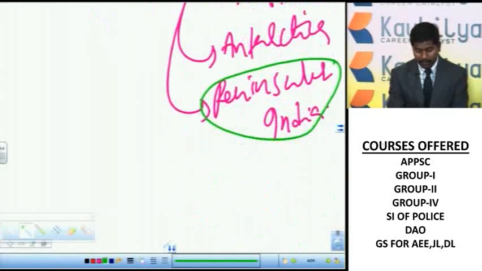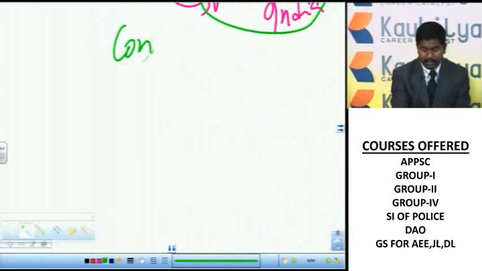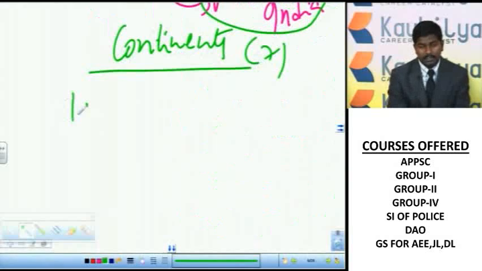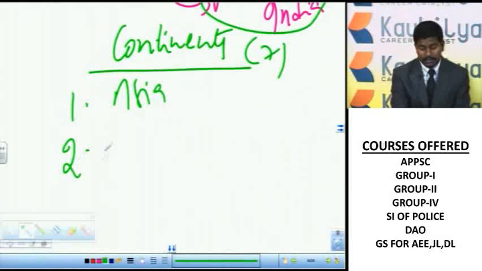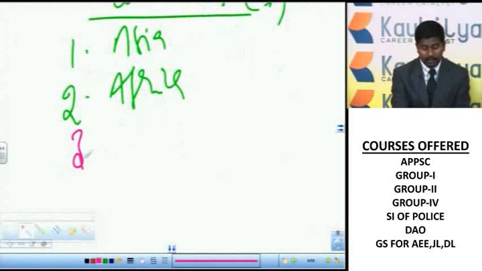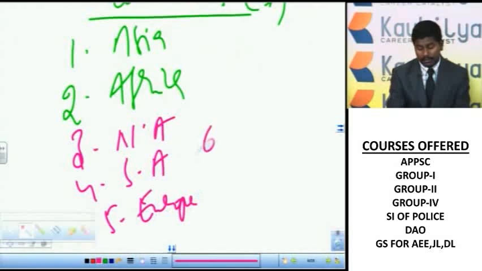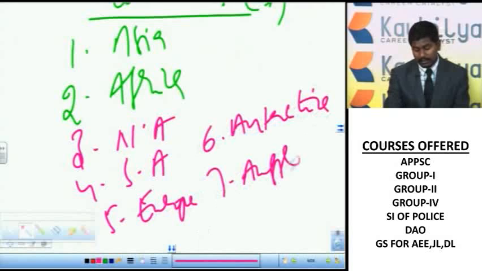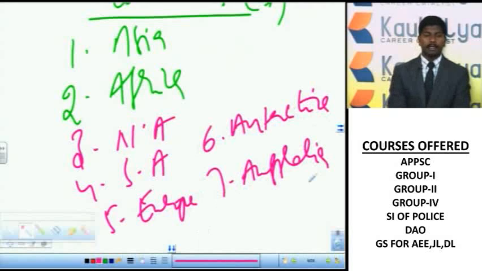Now to sum up, the present day continents. Today we have 7 continents. By area, the largest continent is Asia, the second largest is Africa, the third largest is North America, the fourth is South America, fifth is Europe, sixth is Antarctica, and seventh is Australia. So these are the 7 continents by their area.